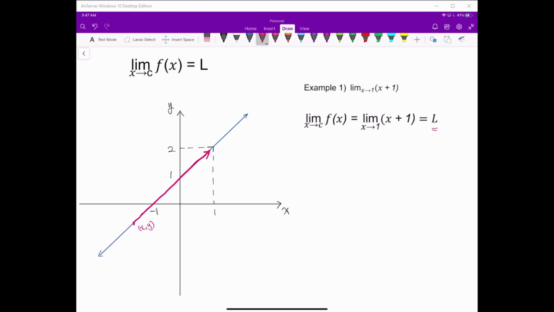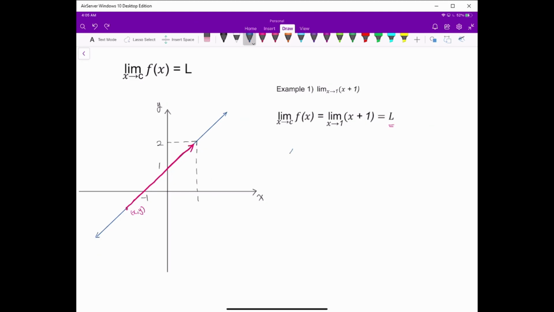As x approaches 1, the y value increases, and as it gets close to 1 indefinitely, what would be the y value, or L value, of the limit of the function? It gets close to 2. So the limit of the function x plus 1 as x approaches 1 from the left side has L value 2.